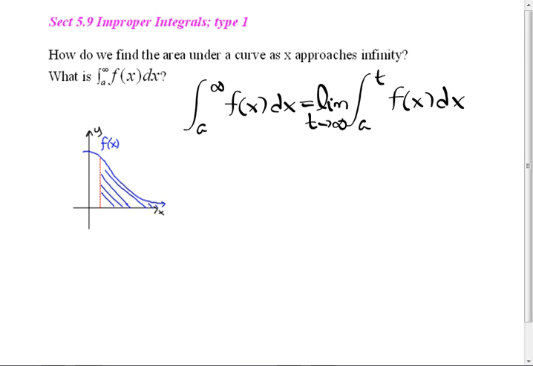The integral from a to infinity is, so I'm going to put a t value out here and integrate from a to t. And then I'm going to take t and make t go to infinity. So I take a limit. Now, remember what an integral is, it's an area under the curve. Do you think that the area under the curve will converge? Sometimes it does, sometimes it doesn't.